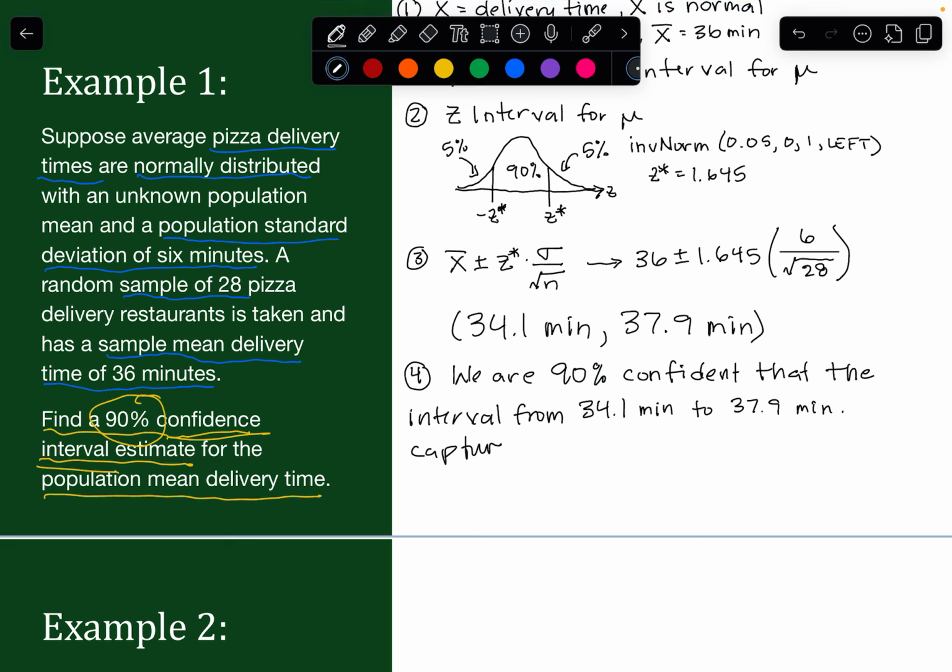captures the true mean, and then context from the problem. I'm asked for the population mean pizza delivery time. So captures the true mean pizza delivery time.